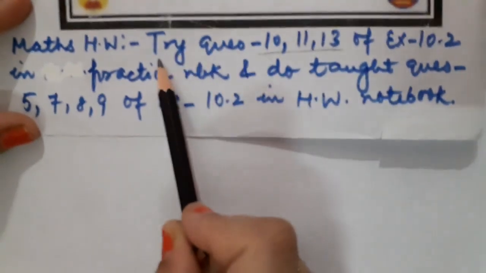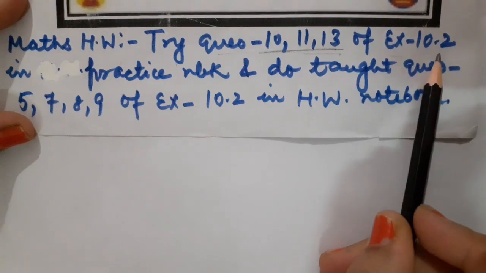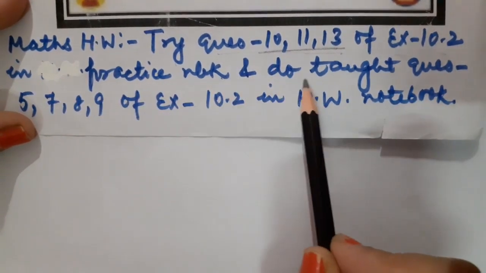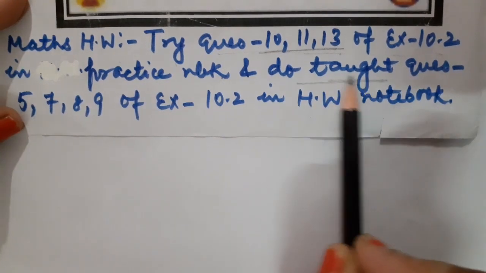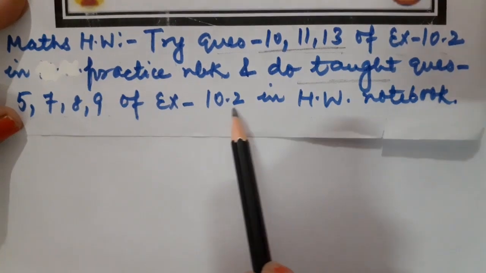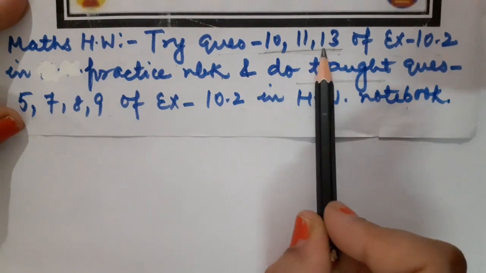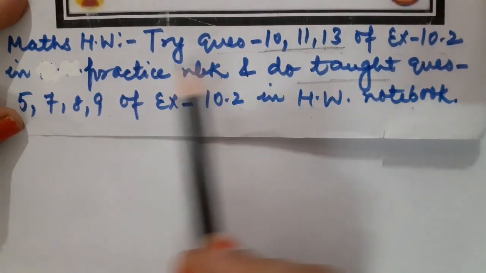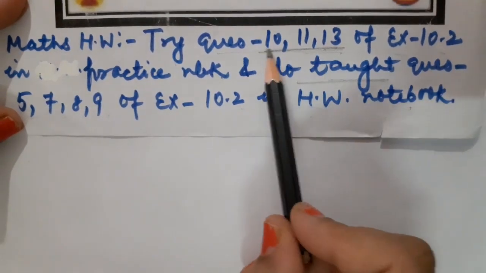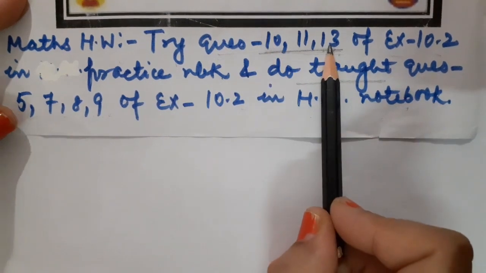Fine, children. So you just try question 10, 11 and 13 of exercise 10.2 in practice notebook. Only the taught questions you have to do in your homework notebook, that is question number 5, 7, 8 and 9 of exercise 10.2 in homework notebook. You please try these very questions. Okay, as I have just explained you question number 5 to 9, in the same manner, the same concept, the same strategy you have to apply while solving these very questions. Correct, children?